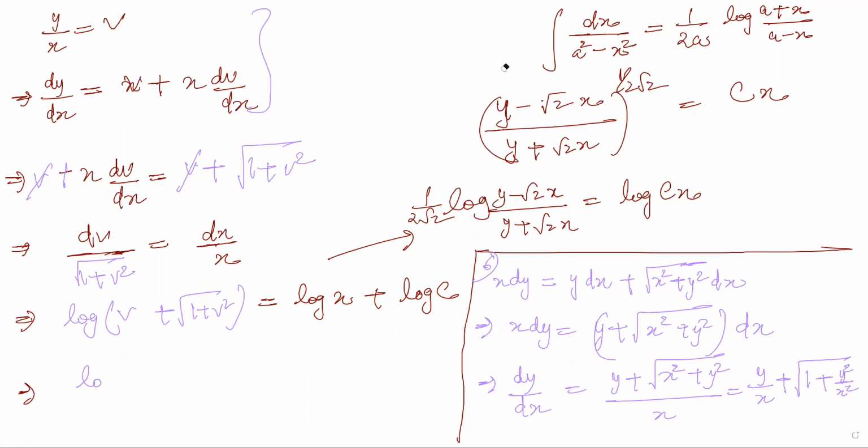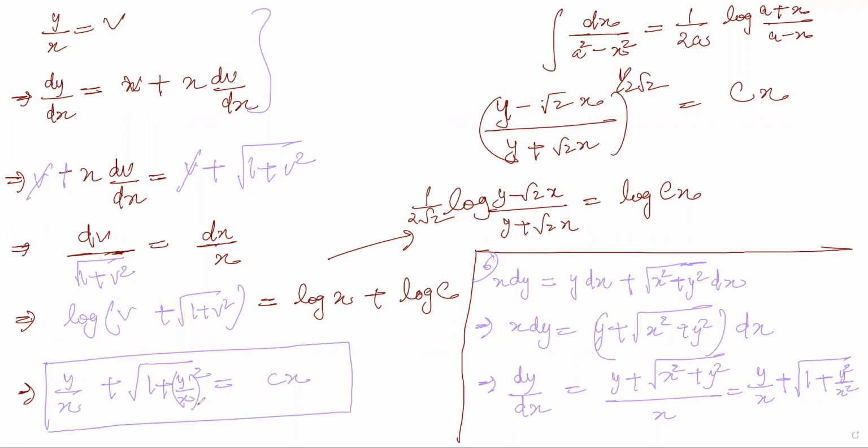So hence I can write v plus root over 1 plus v square equals cx. In place of v, I'm writing back the expression, which is y by x plus root over 1 plus y by x whole square. That is your final answer. Sixth part.